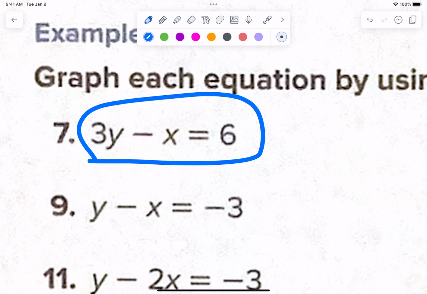How'd you graph this one? Graph it. That's not that hard. You could graph him by finding the intercepts. I never knew how to do that. You plug 0 in for the opposite one. Oh, okay.